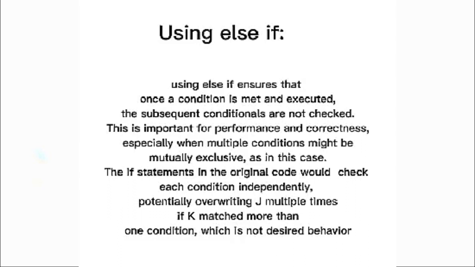And the original code reads as a series of independent if statements that check each specific condition for the variable key and assign a value to the variable g based on the value of key. Because these are independent if statements, multiple conditions can be checked even if one condition has already been met.